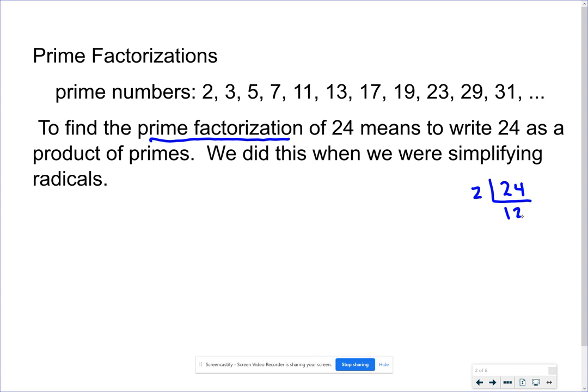24 divided by 2 is 12. And then I look at the 12 and I see I can divide out another 2. 12 divided by 2 is 6. I look at the 6, it's still even, so I can divide out another 2. And then 6 divided by 2 is 3. Once I have a prime right there, the process is finished, and I can write 24 as 2 times 2 times 2 times 3. 8 times 3 is 24. Okay, now let's dive into the rest of the notes.